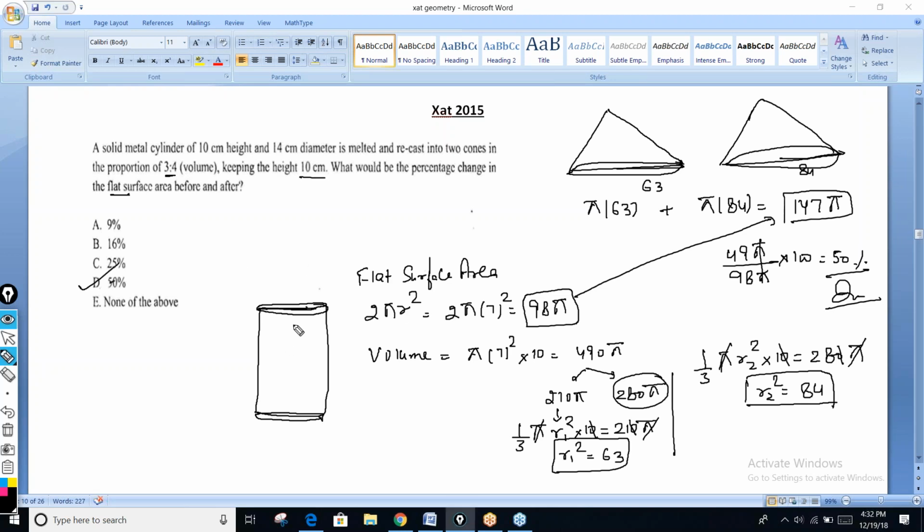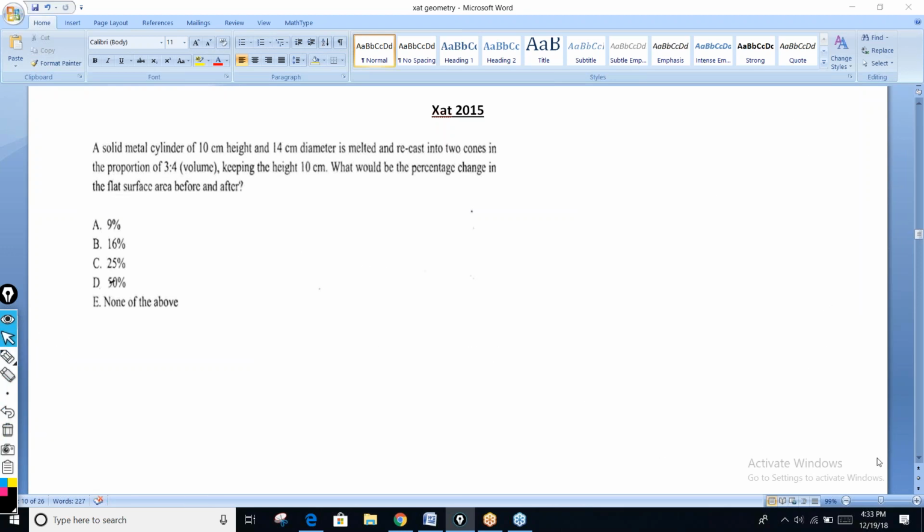So flat surface area, you need to remember, is the area of the base only. So 98 pi earlier, now it becomes 147 pi. As you can see, there are certain questions based on mensuration as well which have appeared in the exam. So not only geometry, but mensuration is also important as far as this exam is concerned. So go through the basic concepts of mensuration. Come to the next one.